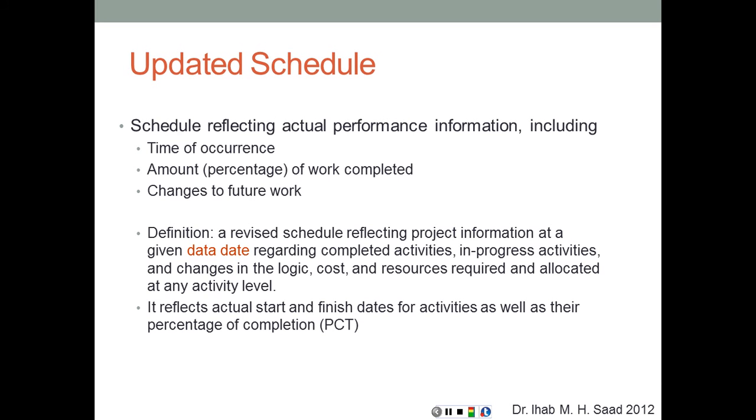So these are at least 3 pieces of information that we need to collect during the monitoring process. For the activities that have started, what was their actual start? If the activity is complete, what was the actual finish for that activity? And if the activity has started but it's still in progress, it's not complete yet, what is the percent complete or the percentage of completion of that activity? And we're going to see different ways of measuring that percentage of completion.